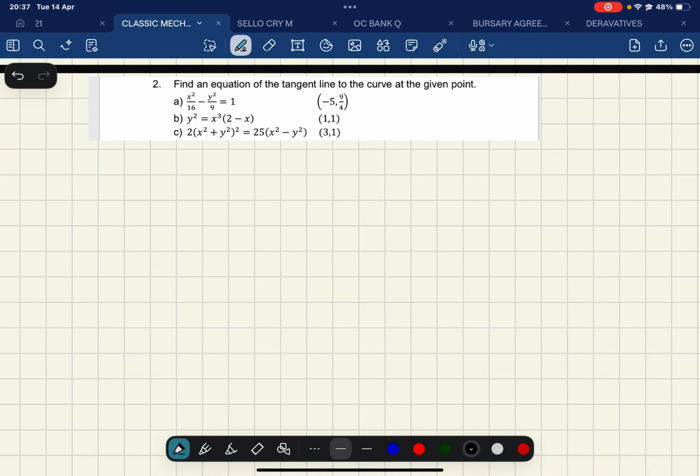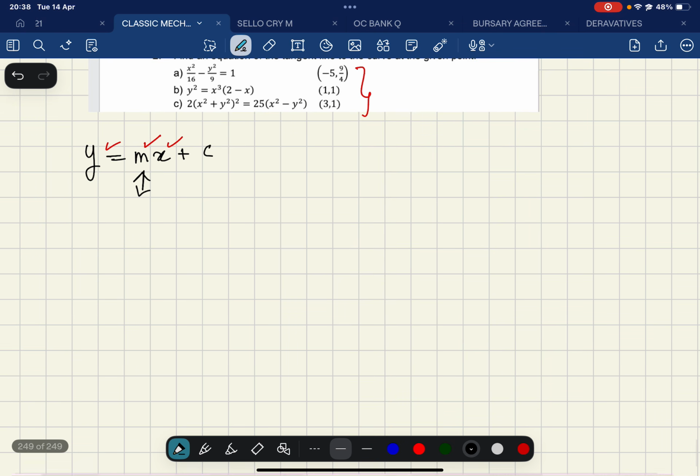So from here they are saying we must find an equation of the tangent line to the curve at the given point. So the tangent line, we know it is a straight line given by y equal to mx plus c, where m is our gradient and x and y are the values of x and y on these given points. So which means we must first find what? The m.